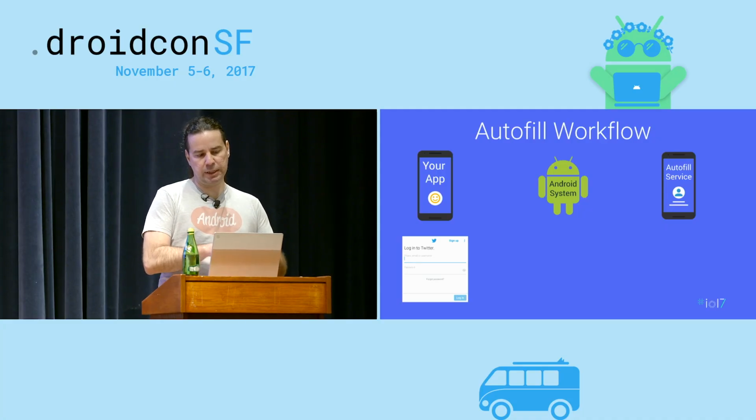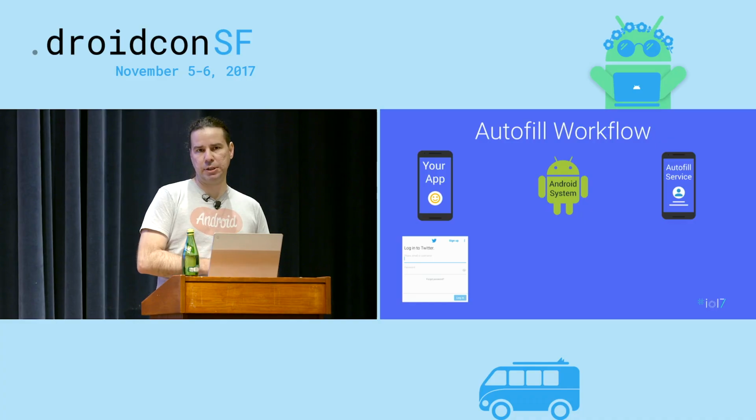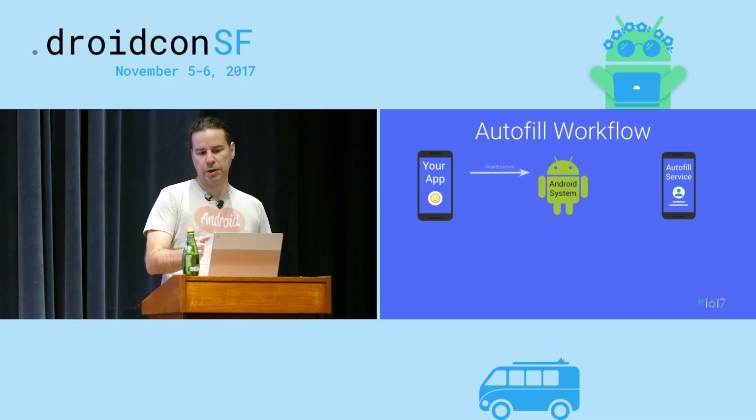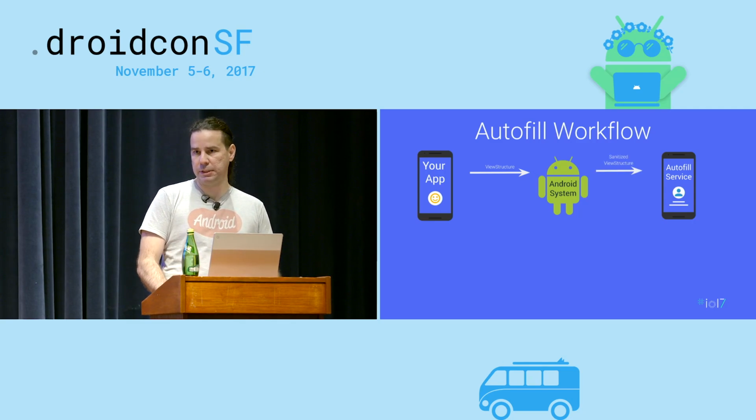So the whole workflow starts when the user focuses on autofillable fields on the app. In this case, when the user launches Twitter and focus goes to the username, we automatically trigger the autofill workflow. When that happens, the autofill infrastructure running in the app process creates a customized version of the view structure that is optimized for autofill and sends that view structure to the Android system. The Android system strips out some personal data from the user from this view structure and then sends a sanitized version of the view structure to the autofill service.